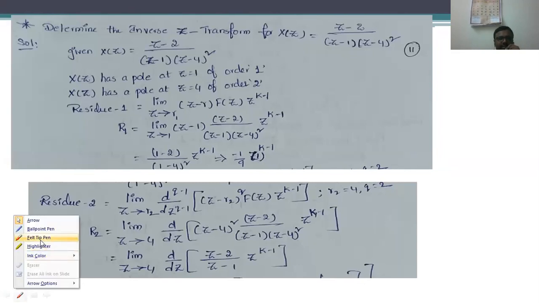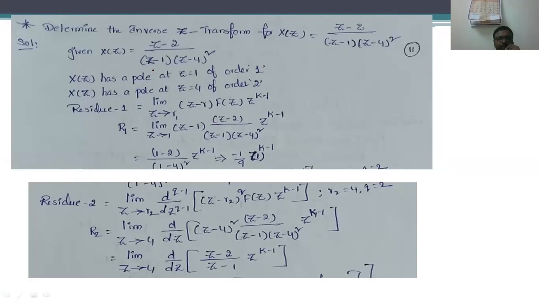In the function which is given, we are able to observe two different poles. That is, a pole at 1 and a pole at 4. That means z minus 1 and z minus 4. The pole exists at z equal to 1, and the order of this pole is 1. It is not a repeated pole, it is a single pole.